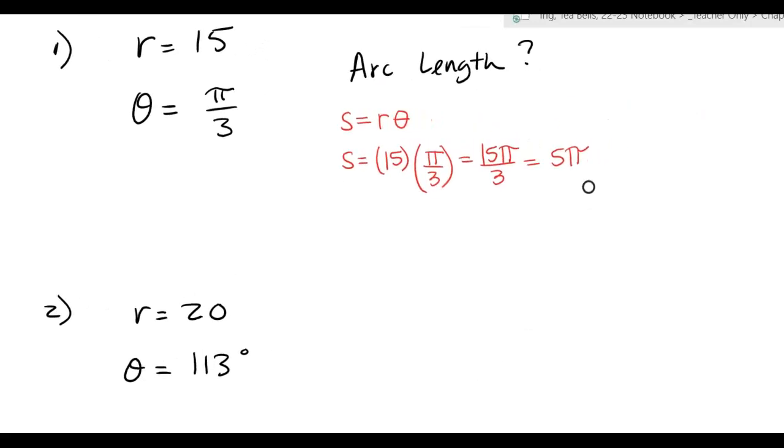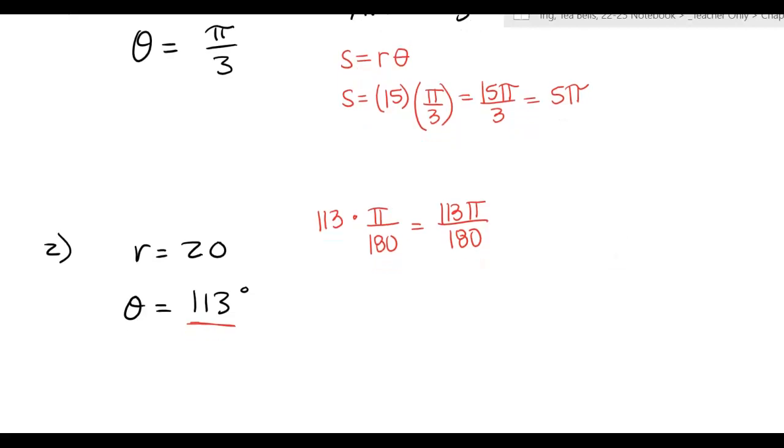Same idea, different numbers. Still trying to find our arc length, but this time our angle is in degrees. I know that, one, because it has a degree symbol, giveaway. Two, it doesn't contain pi. So if it doesn't contain pi or tell us that it's radians, then it's not going to be in radians. So let's first convert this to radians. So we're going to take our degree, multiply it by pi over 2. No, not pi over 2. Pi over 180, goodness. So we get 113 pi over 180, which doesn't really help us. We can't simplify that at all.